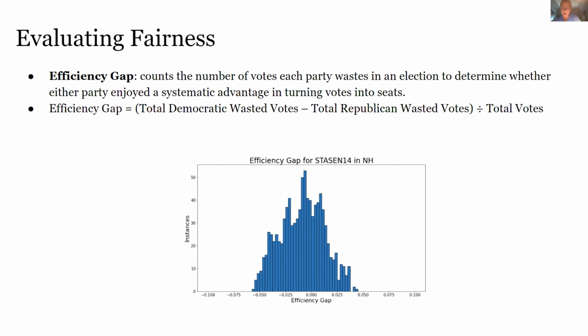The efficiency gap is quantified by the equation: total Democratic wasted votes minus total Republican wasted votes, divided by the total number of votes. And this number will represent which party was better able to convert their votes into legislative seats. So for example, if the efficiency gap is 20%, that party would receive 20% more seats had both parties wasted an equal number of votes.